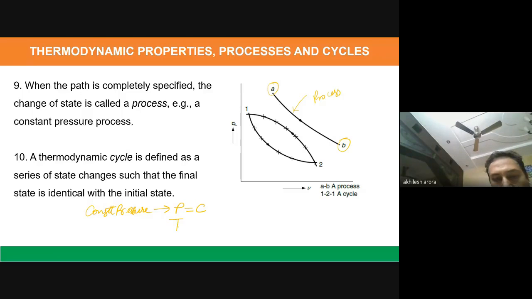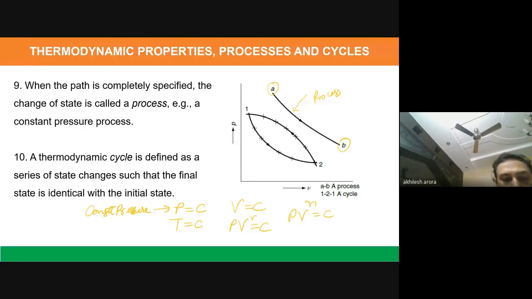Then you can also have temperature is equal to constant. Then you can have volume is equal to constant. You can also have an adiabatic process represented by PV raised to power gamma is equal to constant. You can have a polytropic process represented by PV raised to power n is equal to constant. So all these are different processes. You can also have a process in which enthalpy remains constant. So there are different processes.